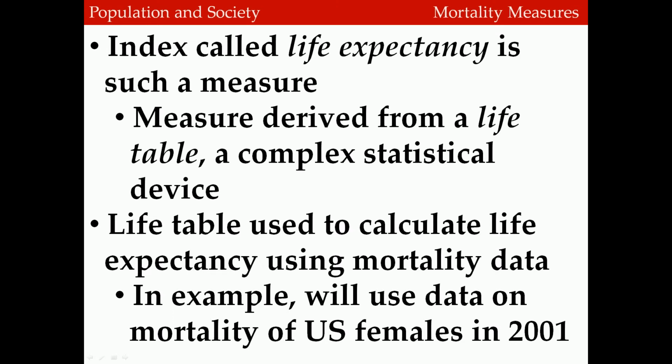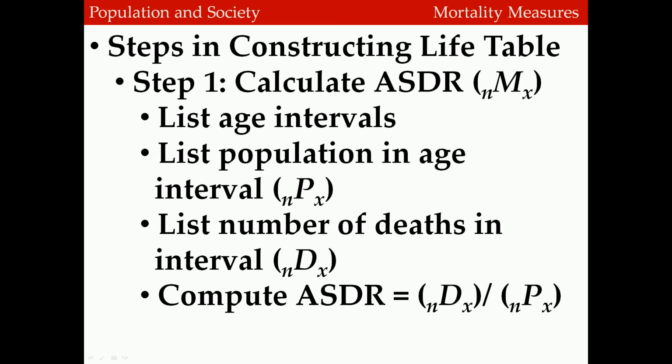Life expectancy is derived from a statistical device called a life table, which can be somewhat complex. And so as an illustration, I'm going to show you how to calculate life expectancy from a life table using data from women in the United States in the year 2001. There are several steps involved in constructing a life table. The first is to calculate the age-specific death rate, which we've already done in one of our previous examples. So I think it's going to be quite easy to follow.